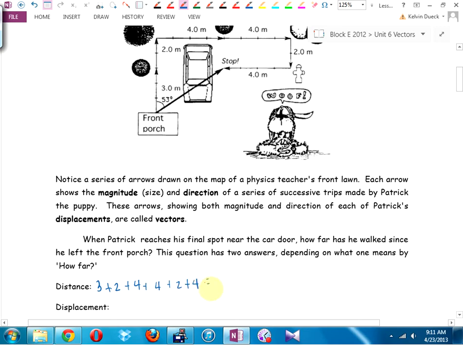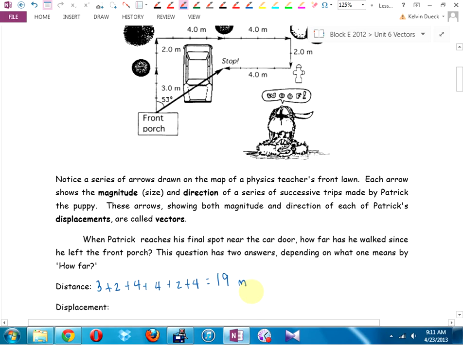What is 3 plus 2 plus 4 plus 4 plus 2 plus 4? 3 plus 2 is 6 plus 4, 10, 14, 16, 20? 3 plus 2 is 5. There's my classic mistake. Plus 4, 9, plus 4, 13, plus 6, 19? Yeah. Woohoo! Direction? None.